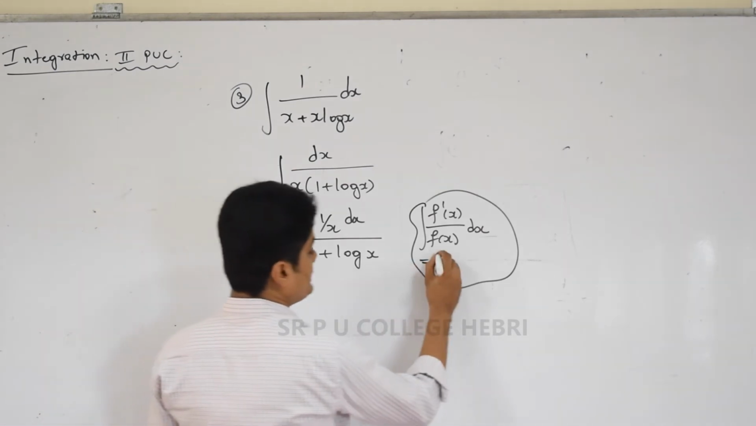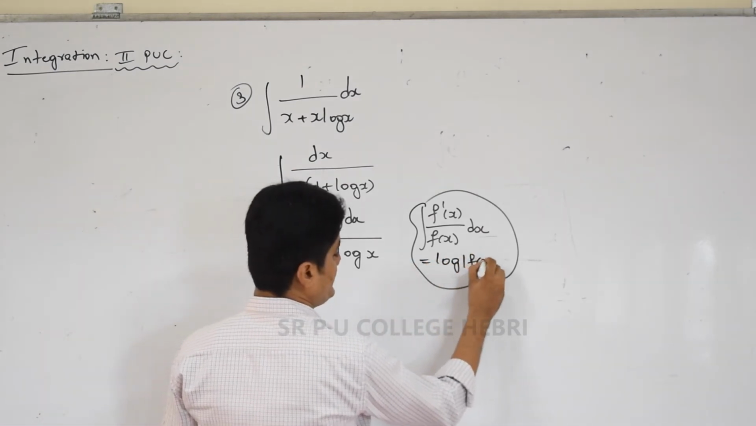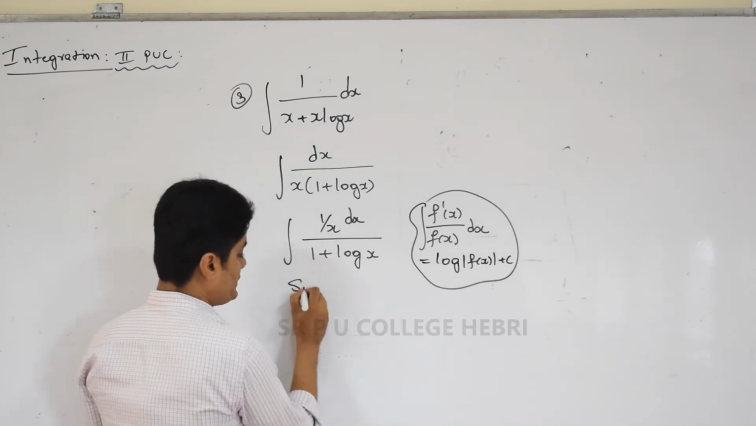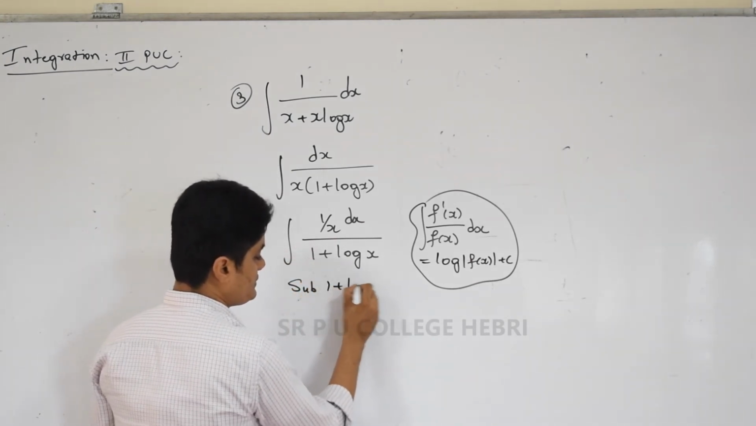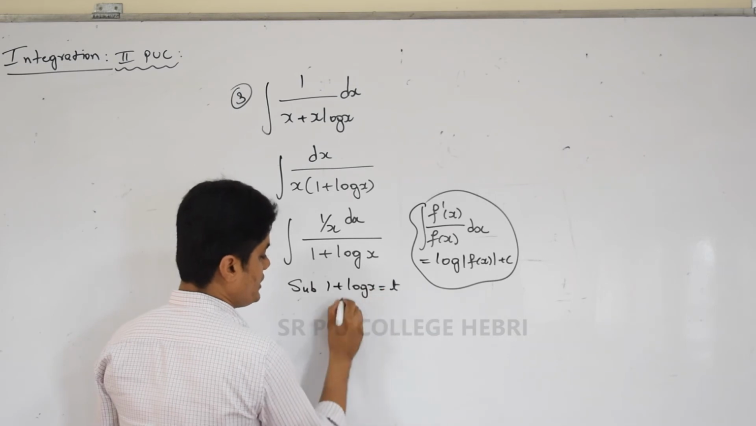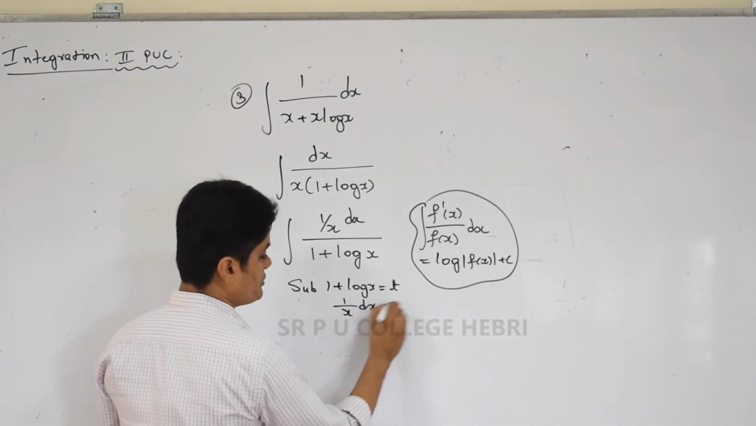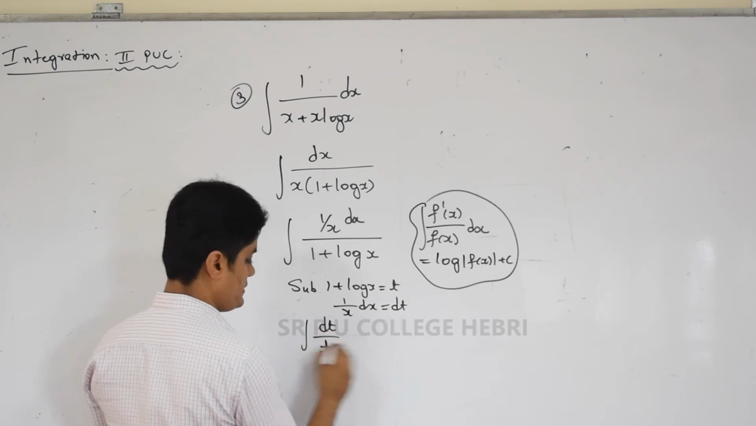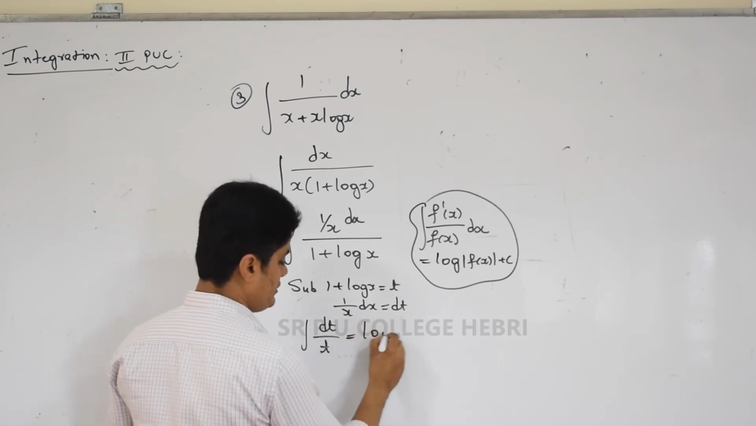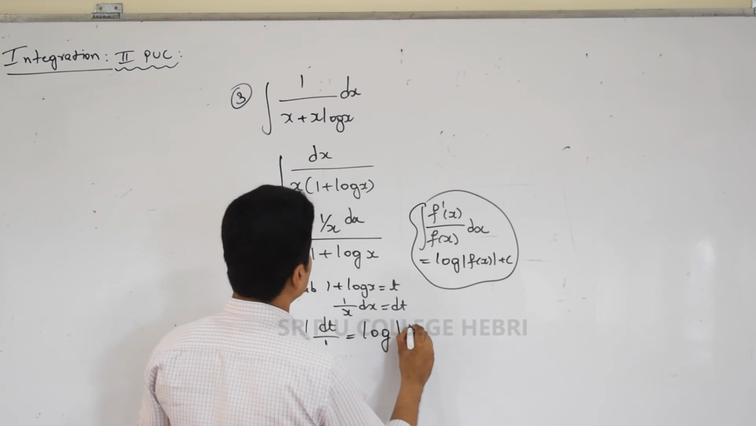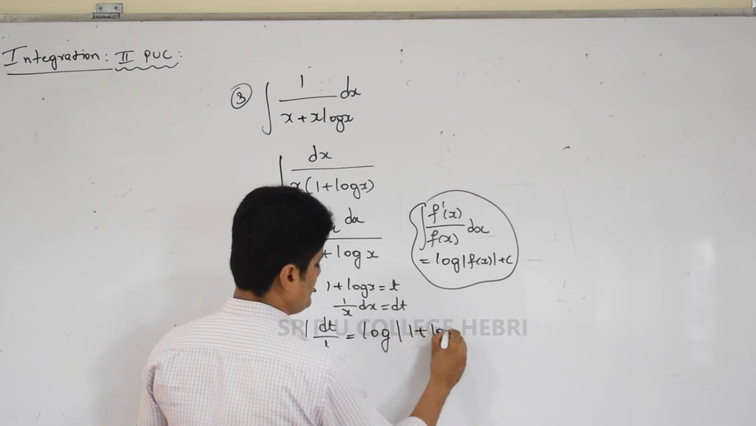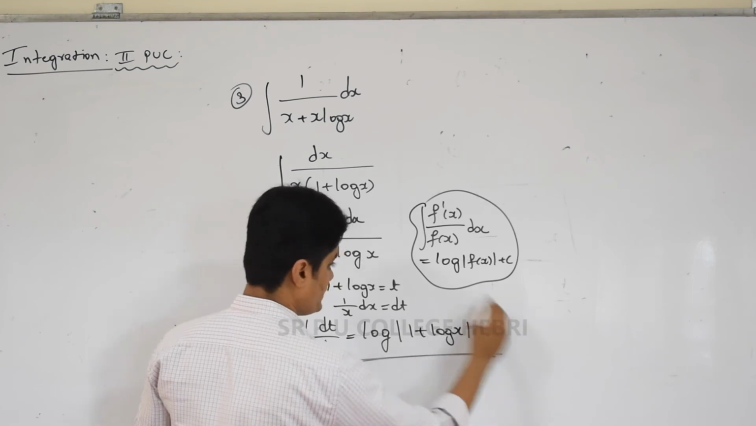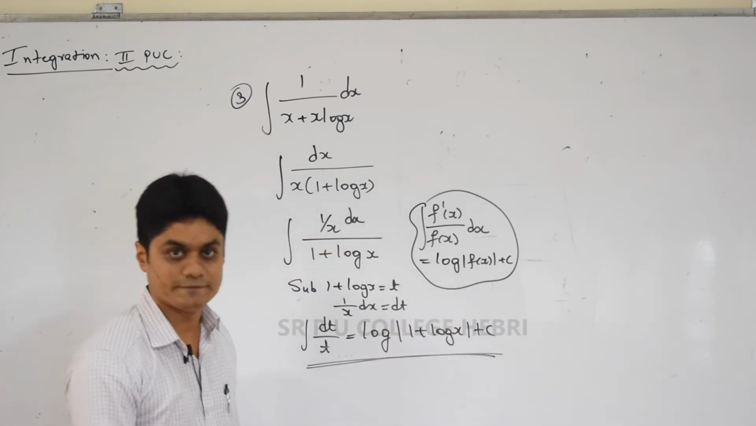Yeah, you know this answer is log of denominator, right? But don't write it directly. You know what the method is? Substitute 1 plus log x is equal to t. You'll get 1 by x dx is equal to dt, that is nothing but the numerator. So this will be dt by t. So it is nothing but log t. What is t? 1 plus log x. Don't forget to write the modulus sign. So this will complete the problem. Even the third problem is done.